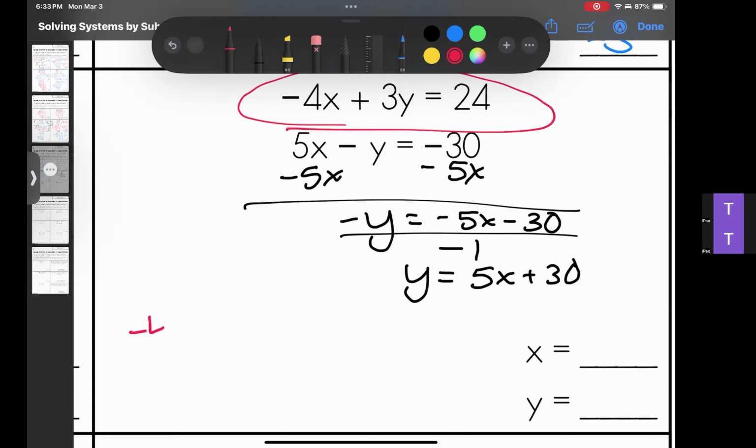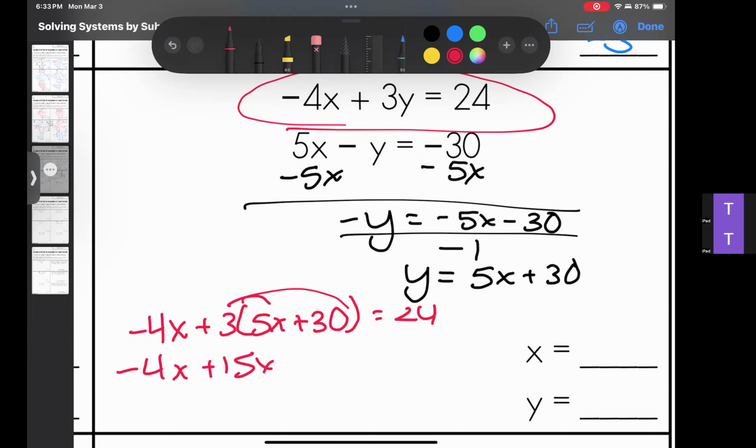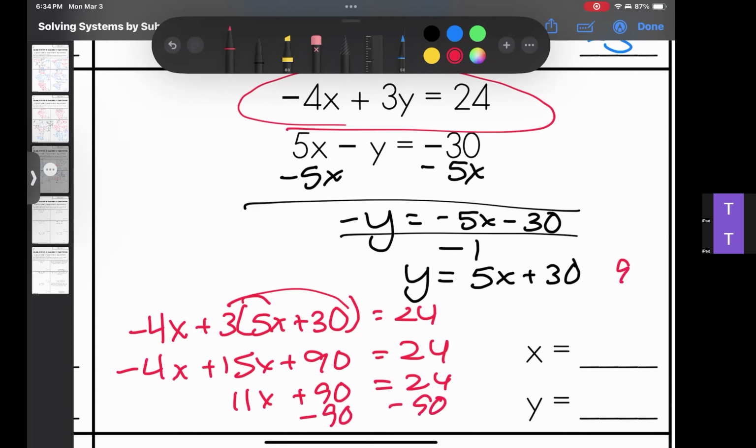So we have negative 4x plus 5x plus 30 is equal to 24. Let's do some distribution. Plus 90 equals 24. So 11x plus 90 equals 24. And now I need to subtract our 90 from both sides. Let's come over here and do a little math. Okay, so 11x is equal to negative 66. X is equal to negative 6. See, sometimes you just need to choose the right adventure.